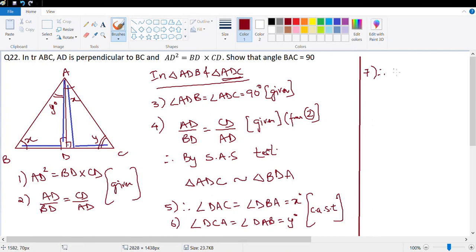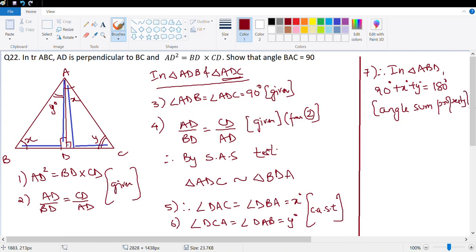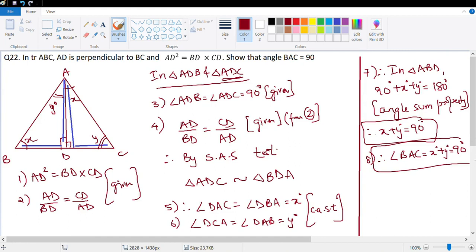Therefore, in triangle, let's say ABD, what we have is 90 degree plus X degree plus Y degree is equal to 180 degree. This is angle sum property. What we get is, therefore, X plus Y degree is equal to 90 degree. Now point number 8, therefore angle BAC, which is equal to X degree plus Y degree, is equal to 90 degree. Hence, this is what they wanted us to prove, that angle BAC is 90 degree.